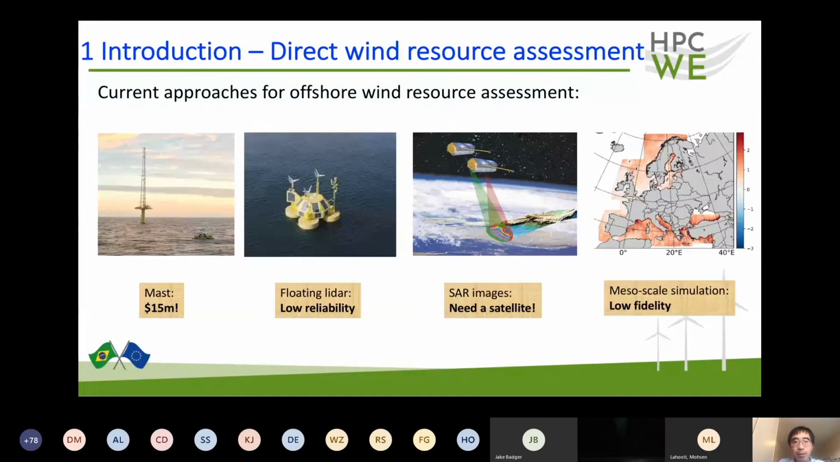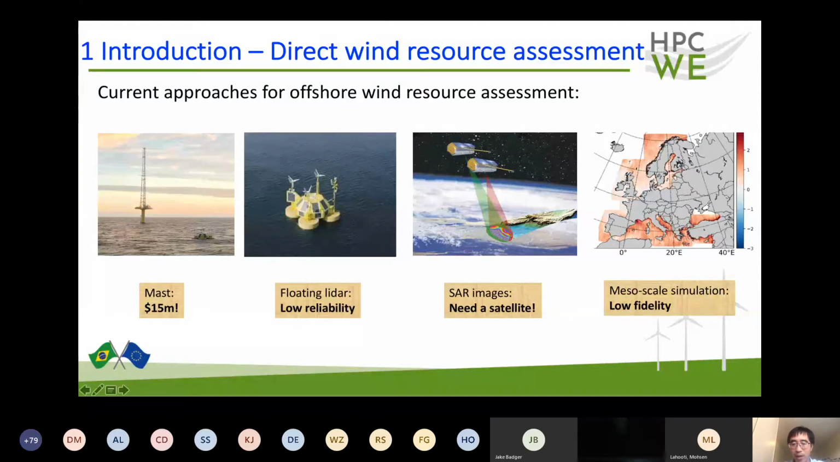Here are some direct methods for wind resource assessment. The left one is a mast. The mast result is regarded as accurate, but apparently this is quite expensive. In Europe, to establish an offshore mast would cost $50 million. The second one is also a direct measurement. It's a floating LiDAR. This one requires regular maintenance, otherwise it does not generate outcomes reliably.